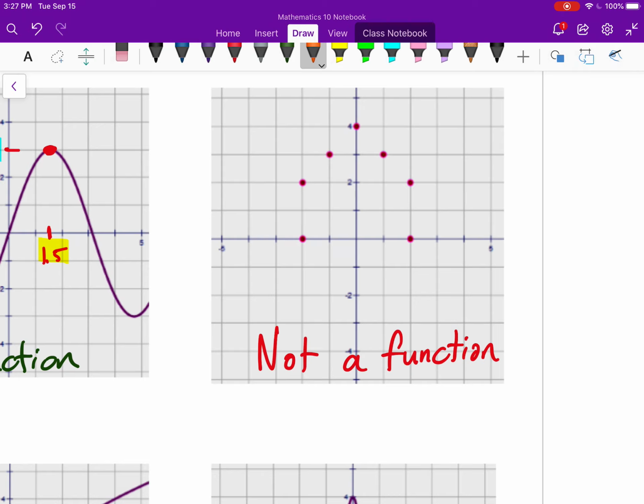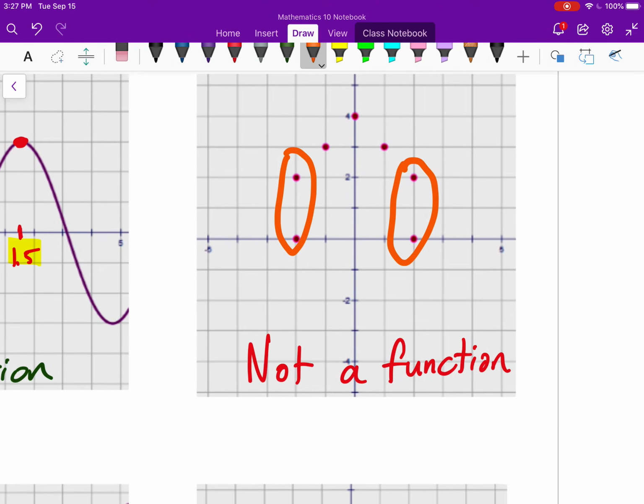Because if you look at these points here or these points here, they're on top of each other. Why does that matter? That matters because that means when x is 2, the output is either 0 or 2. There are 2 different points with the same x value. There are 2 different outputs with the same input. This is not a function.